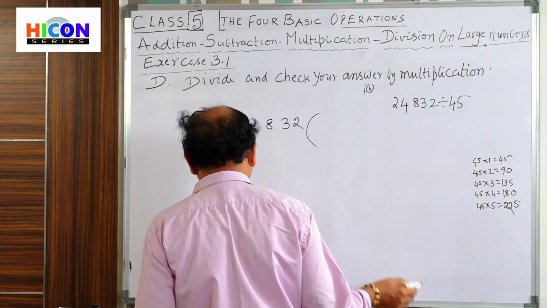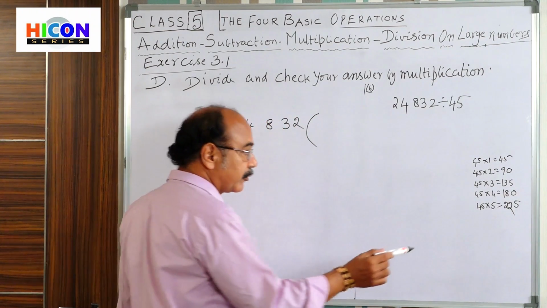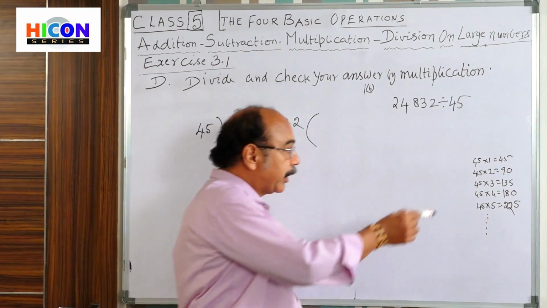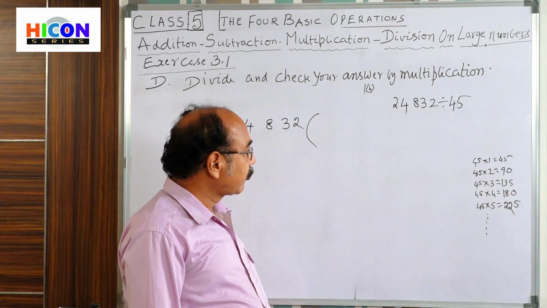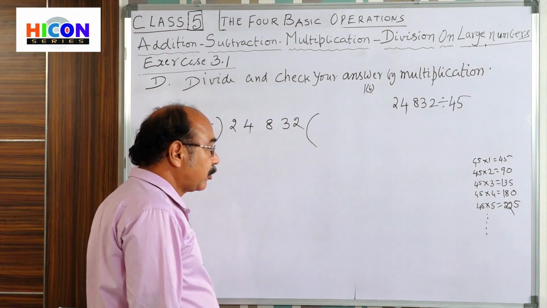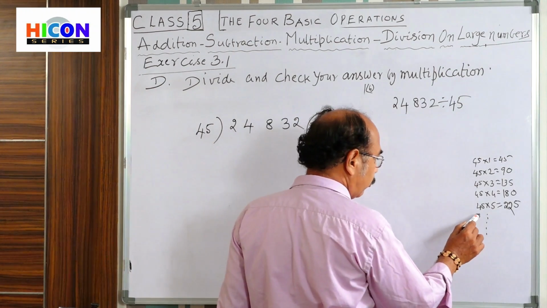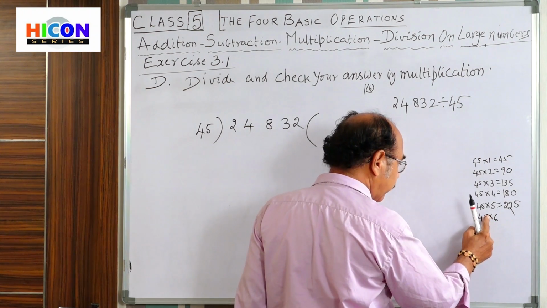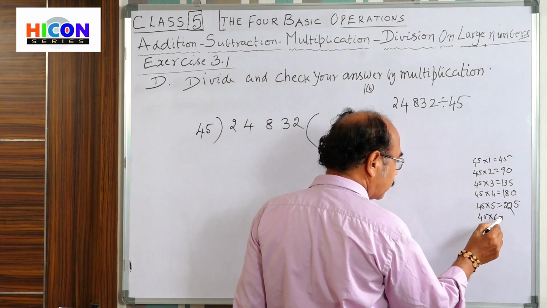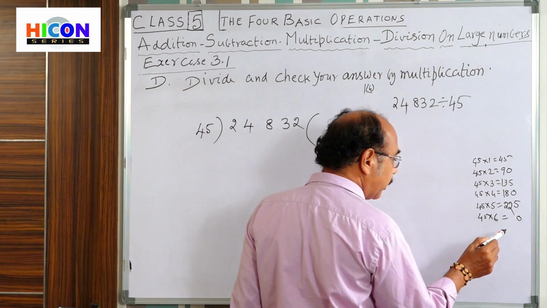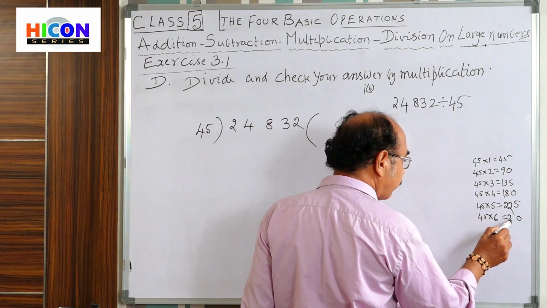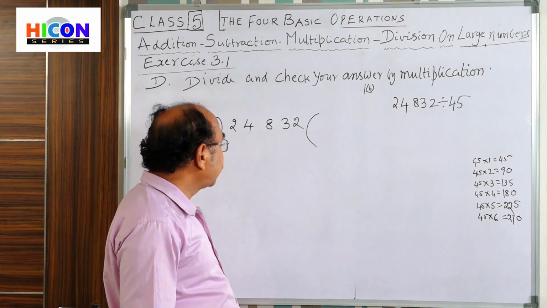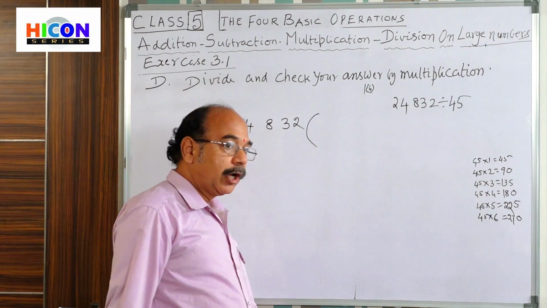Like that, according to necessity, we can extend the table. Now, here one more: 45 sixes. What is 45 sixes? 6 fives are 30, 3 carry, 6 fours are 24 plus 3 is 27. So 270.